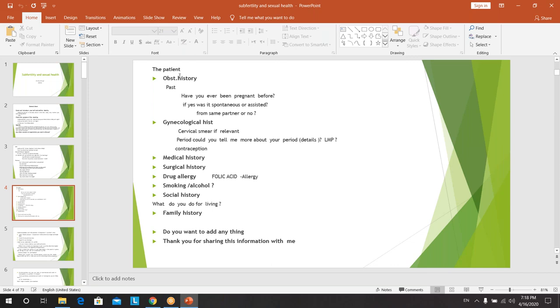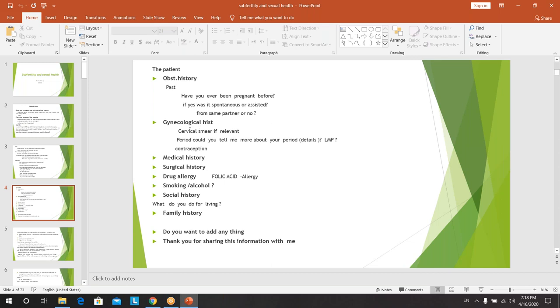Then coming to the patient history, as we used to do: obstetric history, gynecological history, medical history, surgical history, drug history, smoking, social history, family history. In the obstetric history, you will ask, have you ever been pregnant before? She will say no. Okay, you will go to the gynecological history. If she said yes, you may ask here, was it spontaneous or assisted? Then ask, is it from the same partner or not? Okay, these are the three questions in the obstetric history.